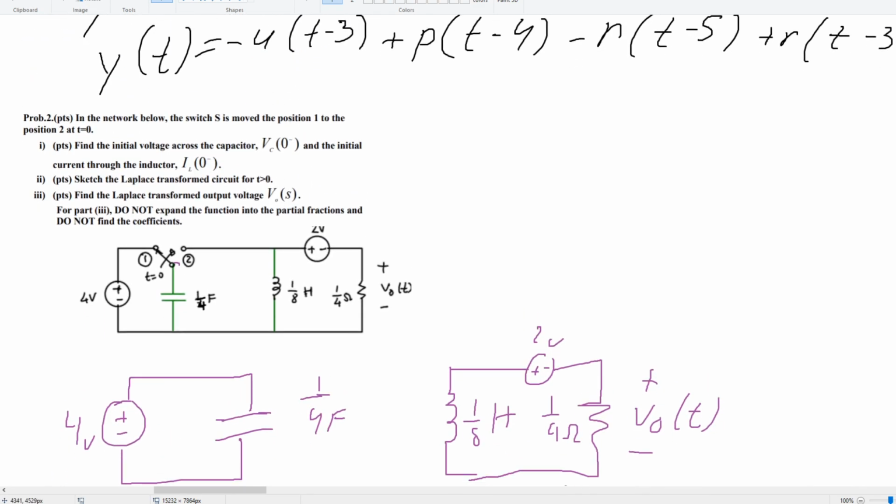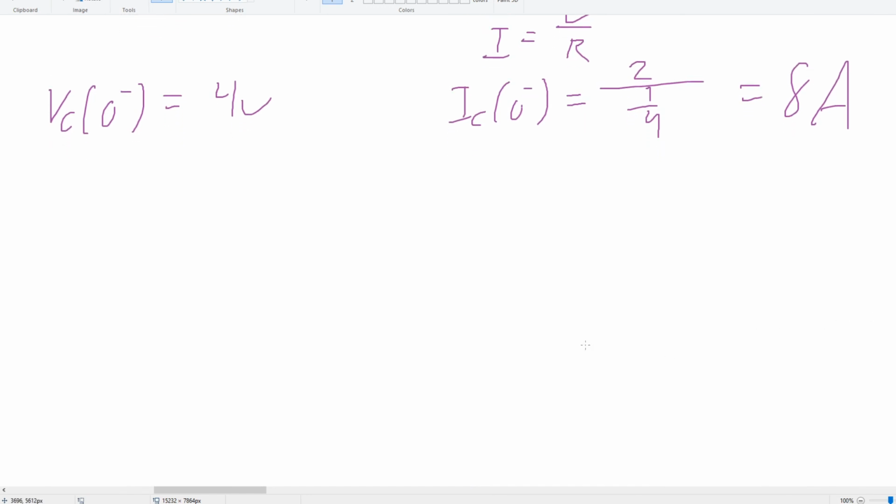Now you have to sketch the Laplace transform circuit for t greater than 0. This one's a little bit more complicated. For t greater than 0, the switch is going to switch. So basically this voltage source is not connected to anything. It's connected by this line, yes, but over here it's not connected, so we just get rid of it. There's no voltage source anymore. And this capacitor is in parallel with this inductor, and it has this voltage source and this resistor over here.